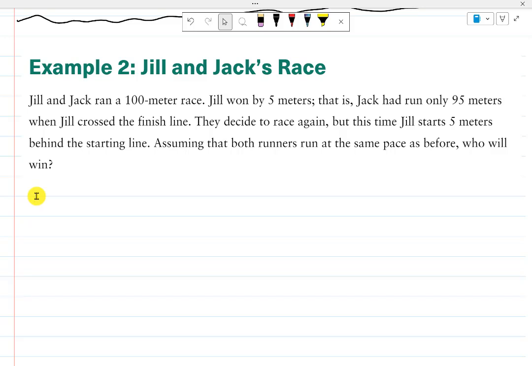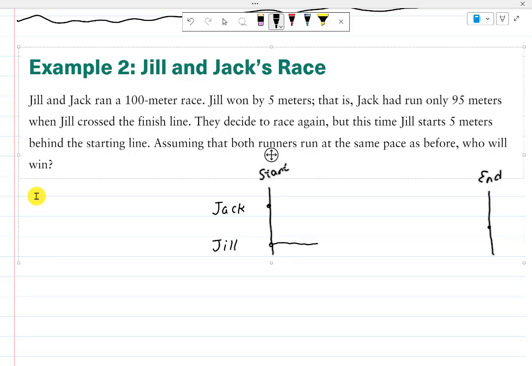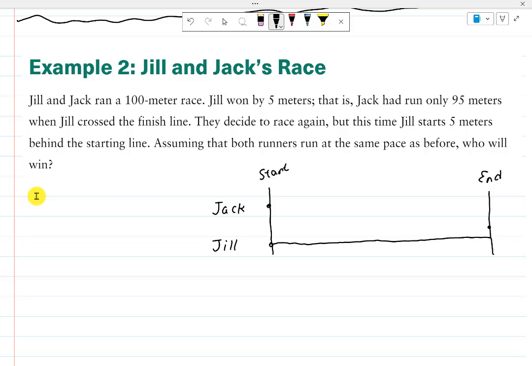So first, let me draw a picture. I found the picture very useful here in my thinking. So let's have them start here. There's Jack, there's Jill, and we'll have them end over here somewhere. Only Jill goes the whole 100 meters. So let me write hers down, 100 meters. Jack comes up short, let's say about to there. So he's got 5 meters that he didn't account for.